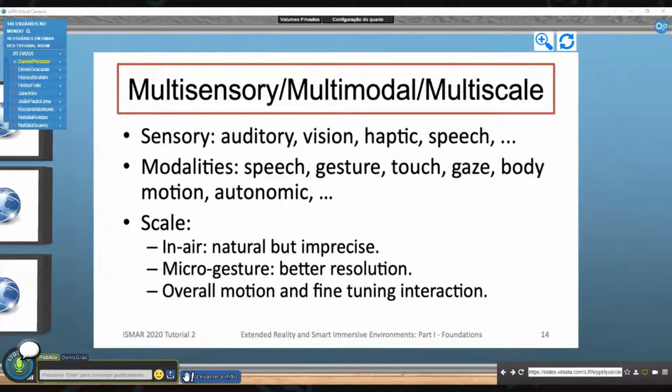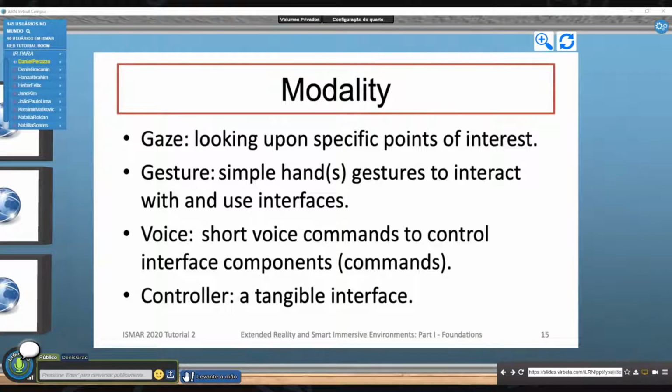So we can have that multi-scale approach to body tracking at various levels of precision, accuracy, and range. So when we're dealing with those various modalities, we can look, for example, at the gaze, where the user is looking, what is the specific point of interest, what is the gesture, for example, hand gesture or perhaps facial gesture to interact with and use interfaces, voice command that provides ability to directly control some interface components or control some actions.